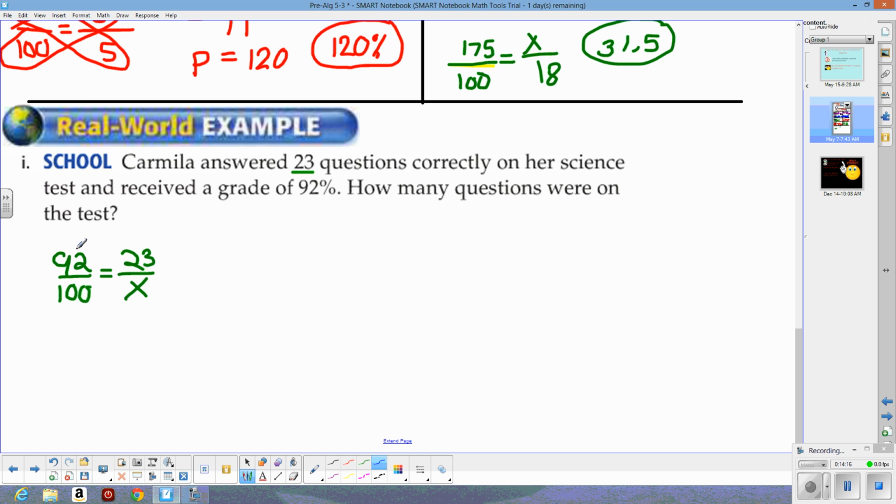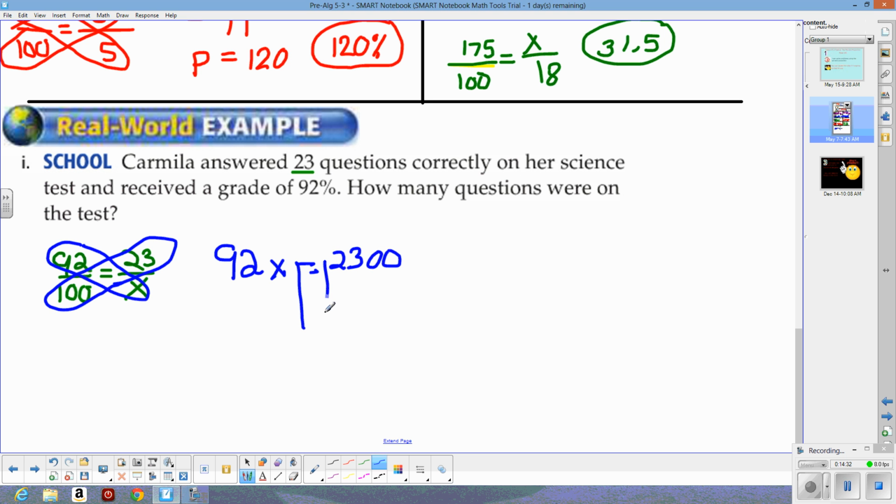Now when we go to solve this, 92 times x is 92x, and 23 times 100 is 2,300. Divide both sides by 92. 2,300 divided by 92. That's going to be 25. There were 25 questions on the test.